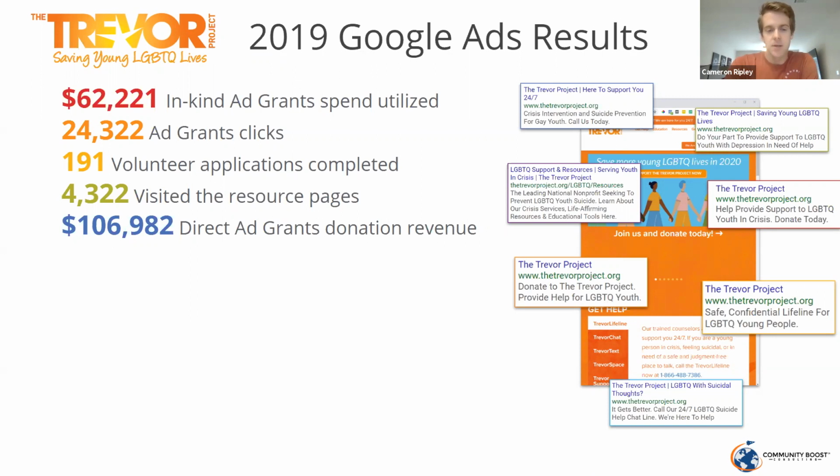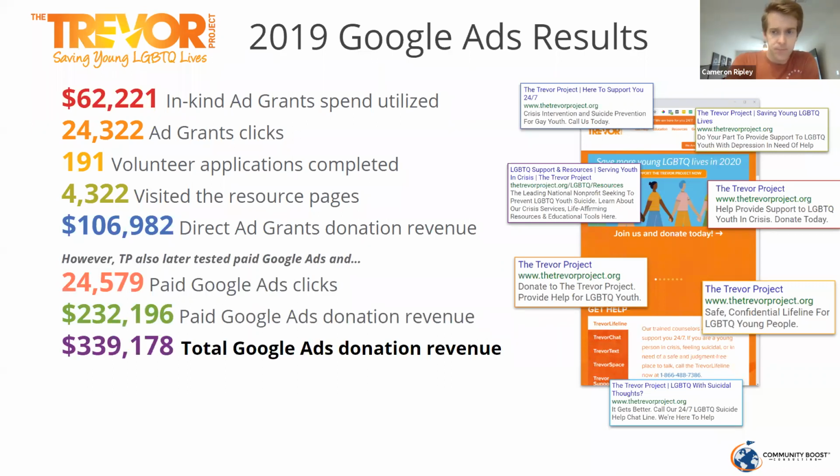And then last but not least, the ad grant generated $106,000 in direct donations from an ad grant visitor. And so that was huge. And then the Trevor Project also tested some paid Google ads as well. So this webinar is definitely more focused on ad grants, but there were a lot of learnings from the ad grant that inspired their team to also continue to grow their impression share and get even more traffic from Google too. And they sent an additional 24,000 visitors from paid Google ads and generated over $232,000 more from paid Google ads as well.